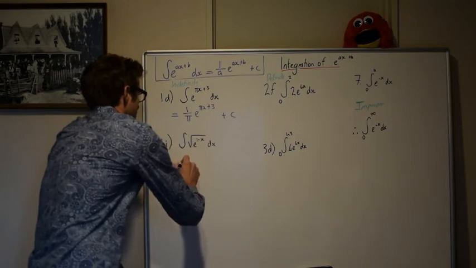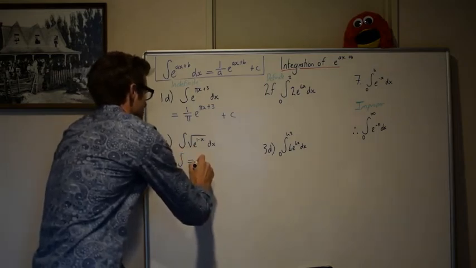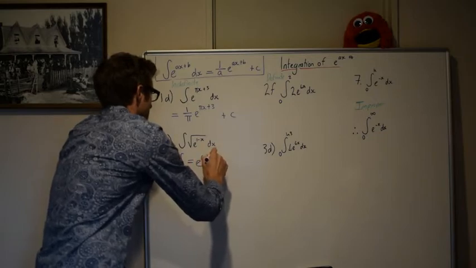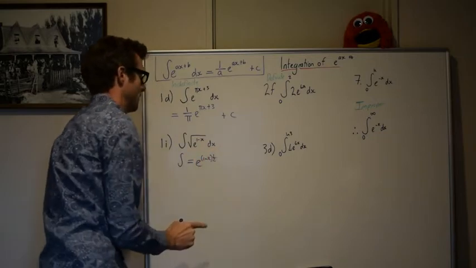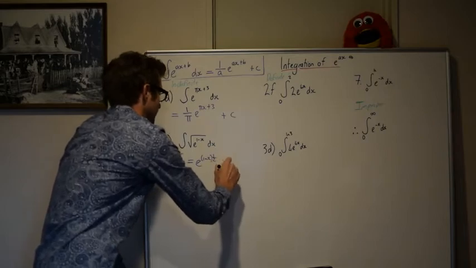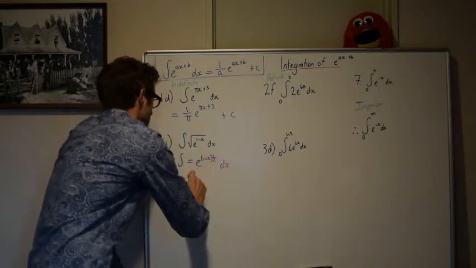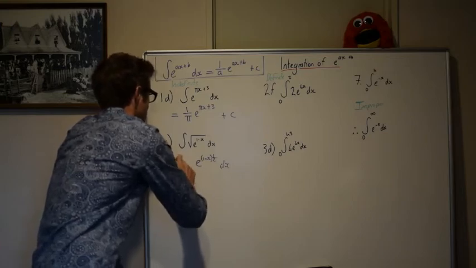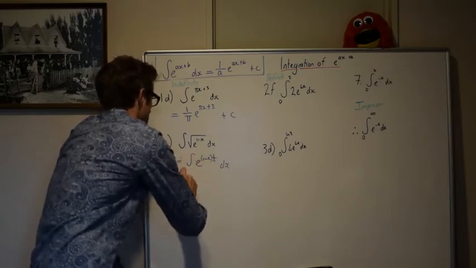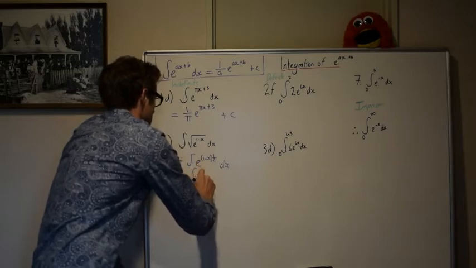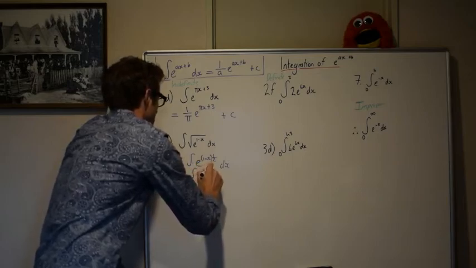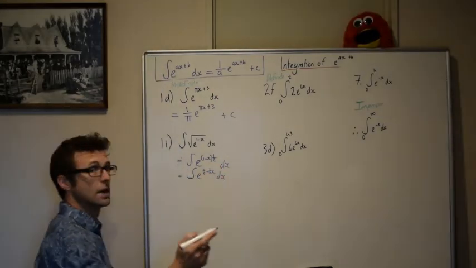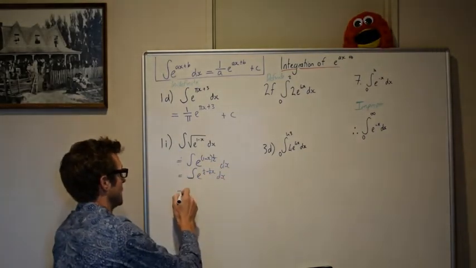Let's try 1i. My first step here would be to rewrite this as e to the power of 1 minus x times a half dx. Oh, sorry, I should have had my equal sign here, equals e to the power of 1/2 minus a half x dx. And now hopefully we're in a position to solve this.